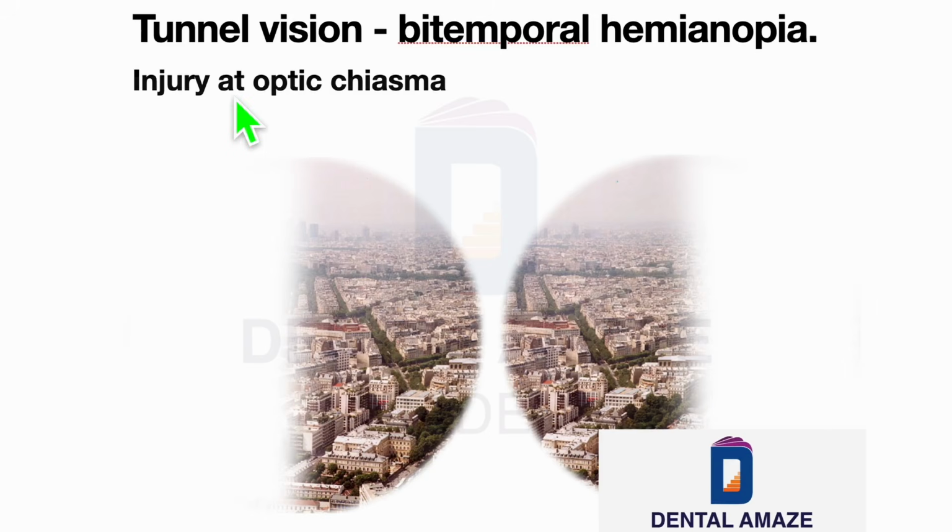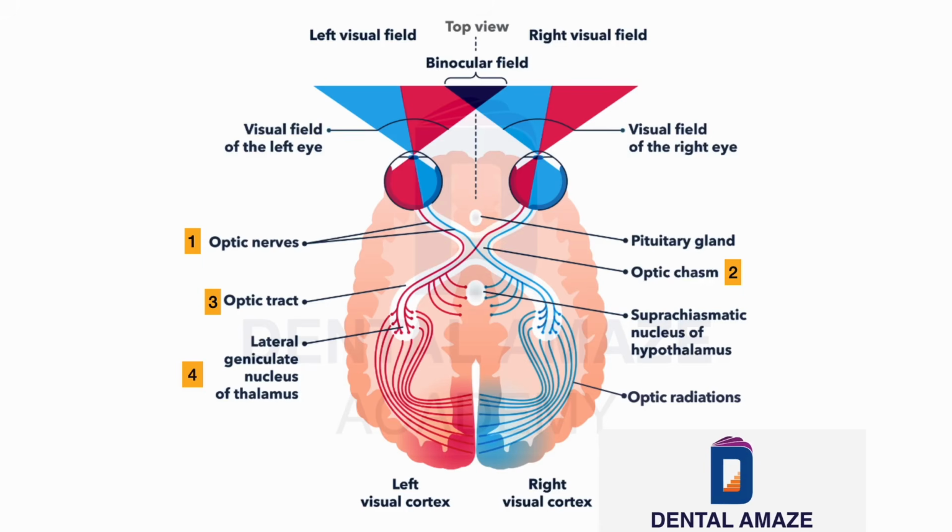Now we're going to come on to quadrantanopia. The quadrant is affected, one quarter. So this is hemi. So hemianopia, bitemporal, temporal side, you have the temporal bone, bitemporal hemianopia. Why is this happening? Because nasal fibers are crossing. The problem is here, right?